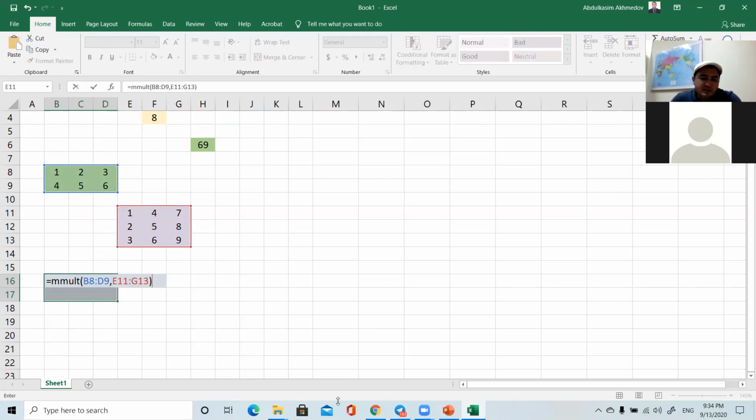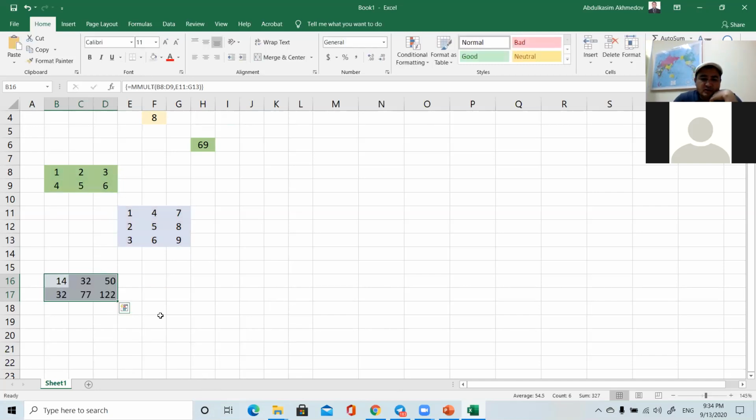And now if I just press Enter, it will multiply only the first number by the first number. But since it is matrix multiplication, we need to press Control Shift Enter at the same time. Control Shift Enter. We will get the result. So the product of these two matrices is equal to this.